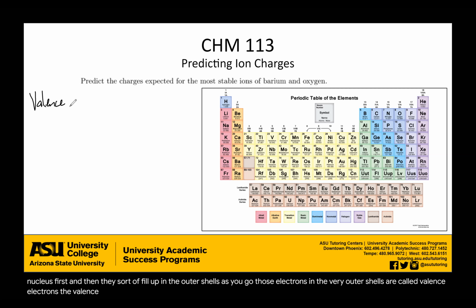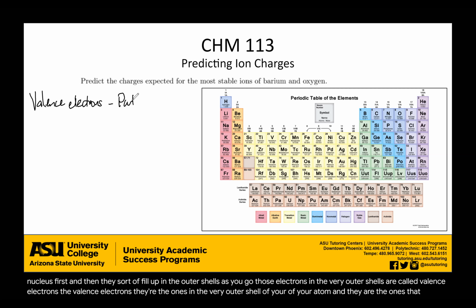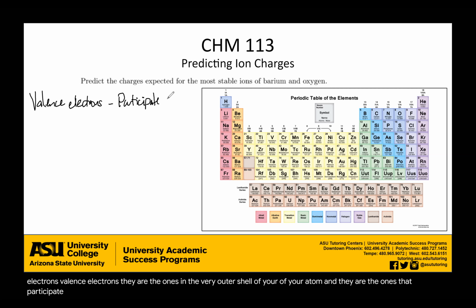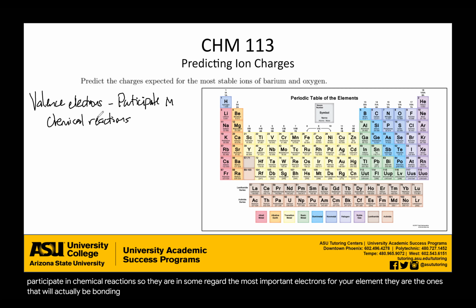Valence electrons are the ones in the very outer shell of your atom, and they are the ones that participate in chemical reactions. So they are, in some regard, the most important electrons for your element. They are the ones that will actually be bonding with other atoms to form these bonds.